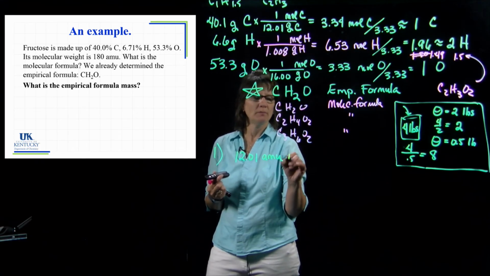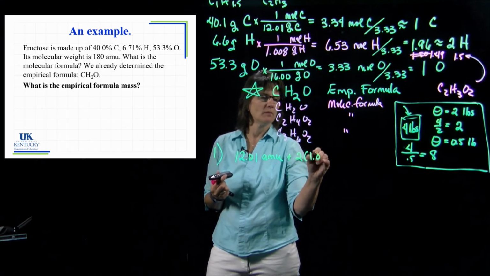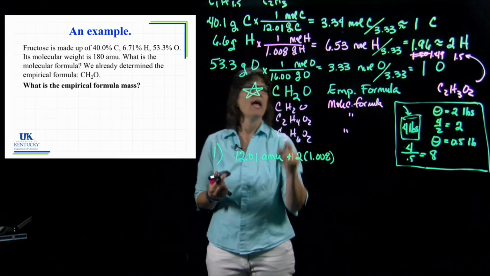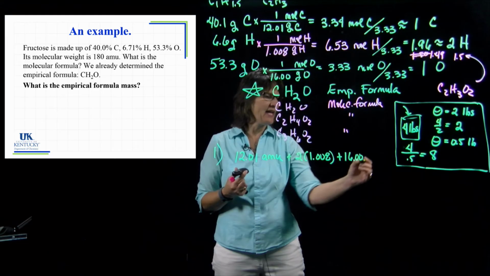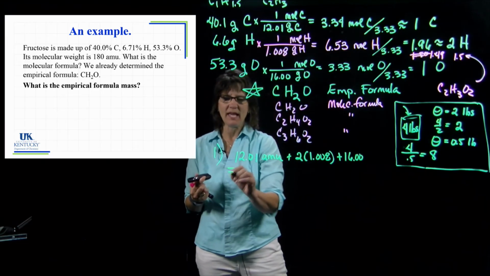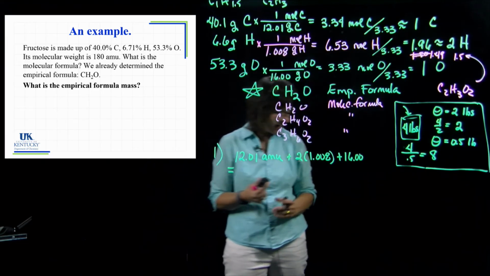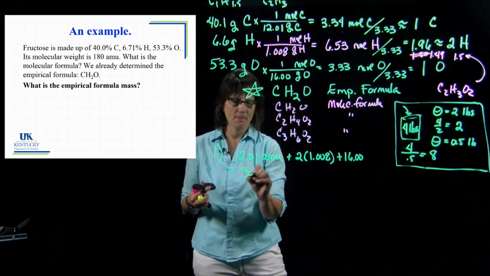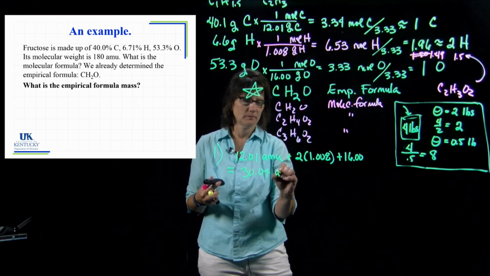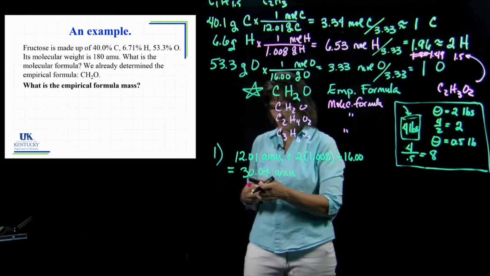So I have 1 carbon, I have 2 hydrogens, and I have 1 oxygen. All of these in AMUs, and this will give me an empirical mass, which is what they're asking for right there, of 30.04. Okay, so that's the first number.